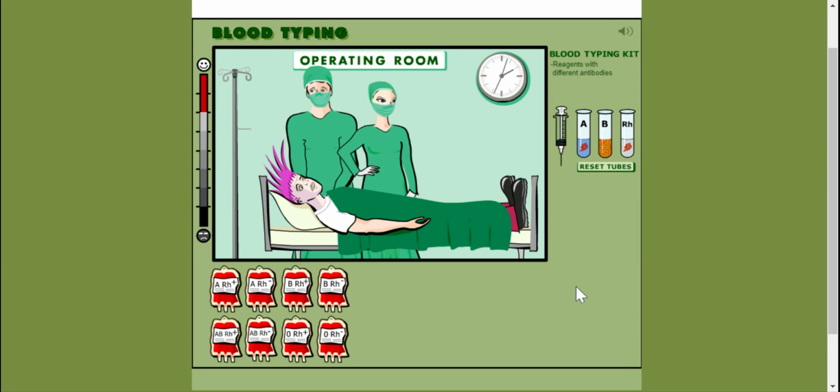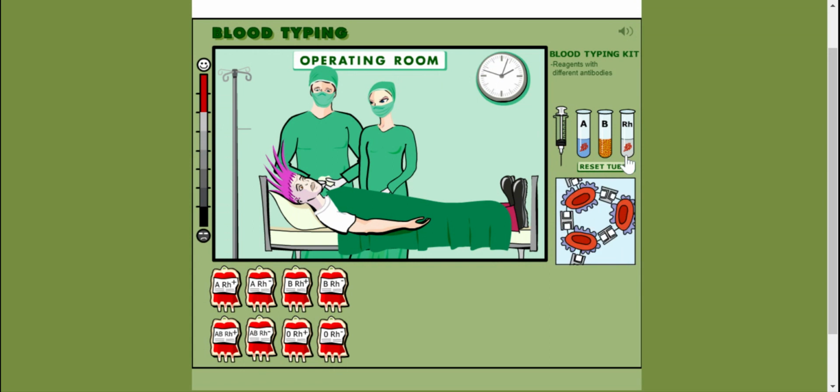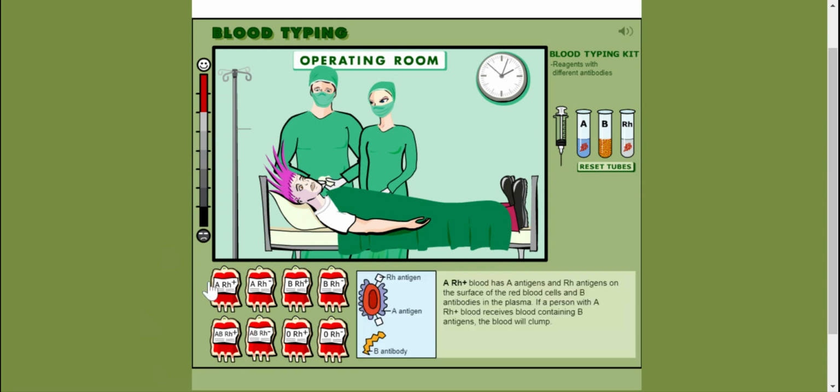So let's consider what blood types he could receive. So in this case, there are four different possibilities that this individual could receive because he is A positive. Certainly that would make the most sense down here to give him A positive, but because he is positive, he might receive the negative form as well. So he could also accept A negative.